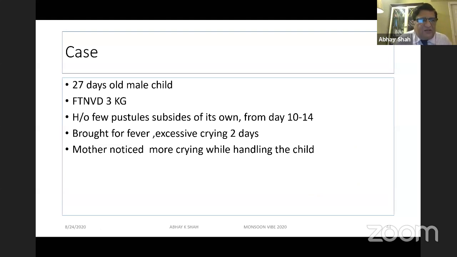A 27-day-old male child, full-term vaginal delivery, 3 kg, was having a few pustules on the thigh, which subsided on their own from day 10 to 14. But the child was having a fever, excessive crying, and refused to take food for 2 days. Mother noticed that there was more crying while handling the child, especially when she wanted to change the diaper.